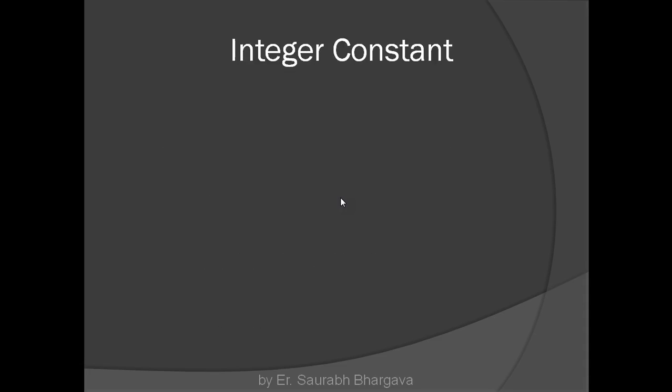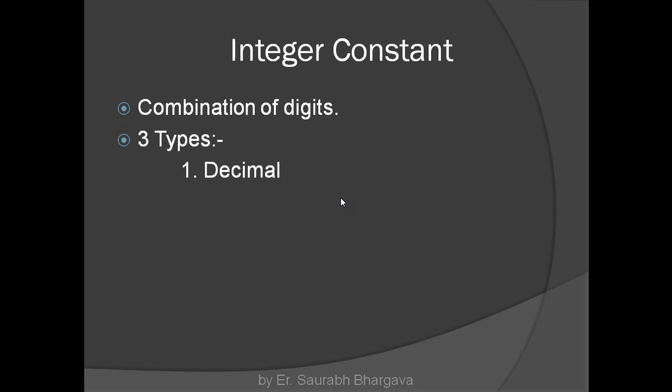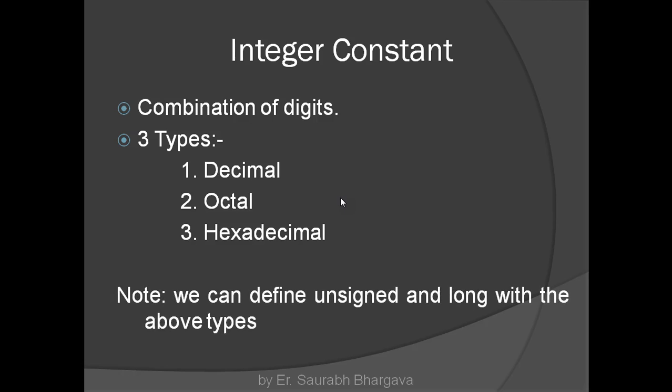First we see the integer constant. Integer constant is a combination of digits. There are three types of integer constant: decimal integer constant, octal integer constant, hexadecimal integer constant. We can also define unsigned and long with the above three types. By using these three types, we can define these unsigned and long.